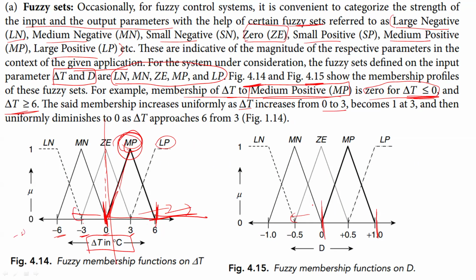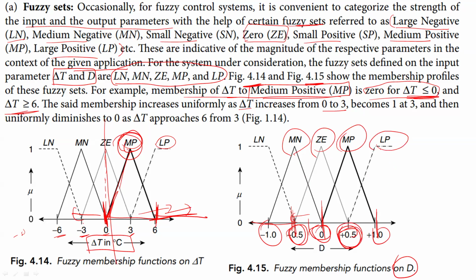So this was how we design the linguistic variables and their corresponding fuzzy membership values. We have drawn a graph for both delta T as well as D, the dial. You can see the dial is large negative when the value is less than minus 0.5, and when it is between -1 and 0, you say it is medium negative. Between minus 0.5 and plus 0.5, it is 0. Between 0 and 1, it is medium positive. And greater than plus 0.5, it is large positive. Okay, so this is how we did for D.